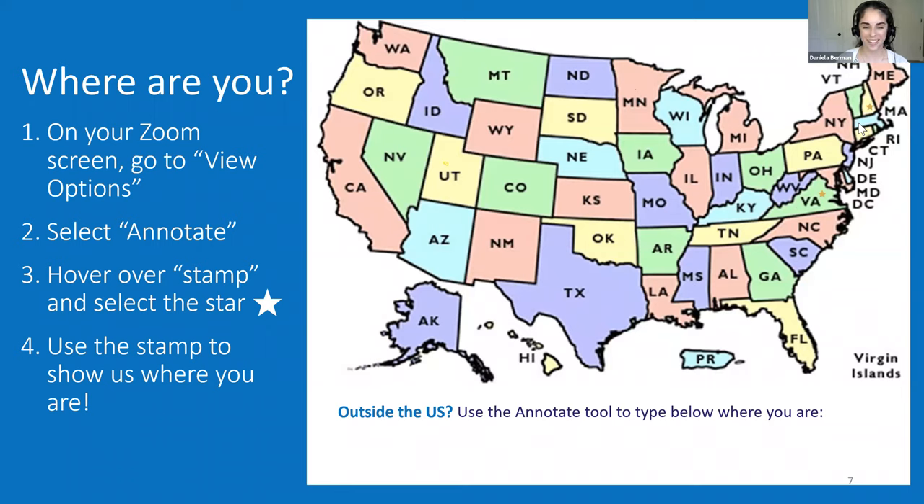I see some of you have got it already. So hover over the option that says stamp and then select the star. Then use the star stamp to show us on the map where you are. And if you're outside the US, you can use the text annotate tool to write in your location on the bottom of the map.